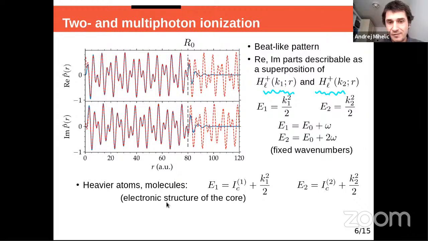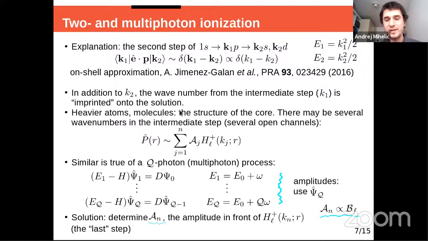Now, in heavier atoms or molecules, the relation between the energy and the wave number is not so simple anymore because of the energy of the core or the ionization potential. But the general idea still stands. What one gets from the calculation is something very similar. So now, what is the actual reason that we have two wave numbers present in the second order solution that we obtained?